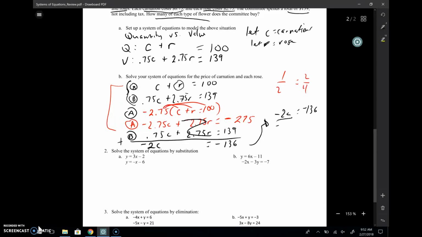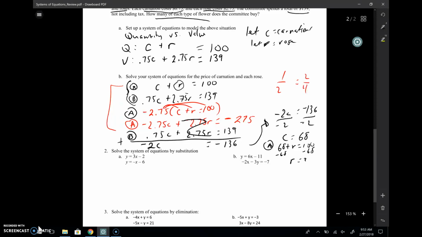To solve for C, I divide both sides by negative 2. In this case, I do have a positive answer. So I have a total of 68 carnations. And once we have 68 carnations, we take this and I'm going to substitute it back into equation A. I'm going to go 68 plus R is equal to 100. Subtract 68 from both sides.